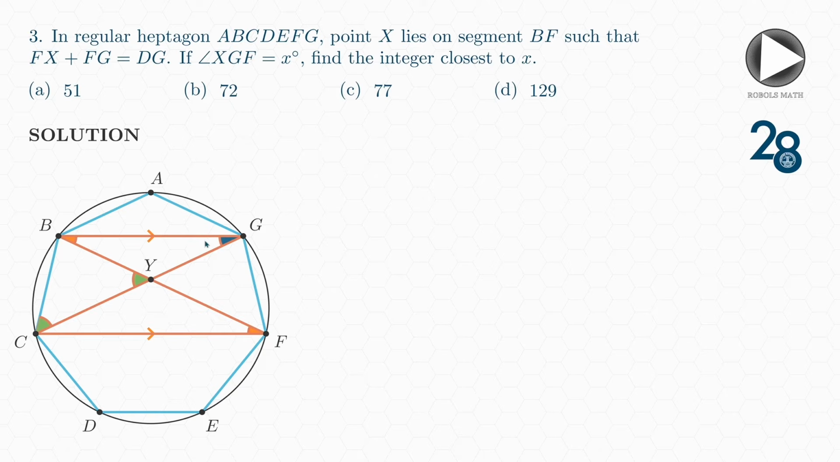So now, to do that, we note that BGY has a measure of 180 degrees over 7 because it's the inscribed angle of this intercepted arc. And then BGF, this one here, is an inscribed angle for intercepted arcs BC, CD, DE, and FE. So there are 4 of them. So the measure of BGF should be 4 times 180 degrees over 7, which is 720 degrees over 7. So its measure must be 720 degrees over 7.